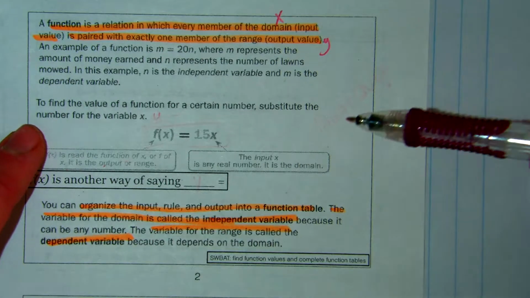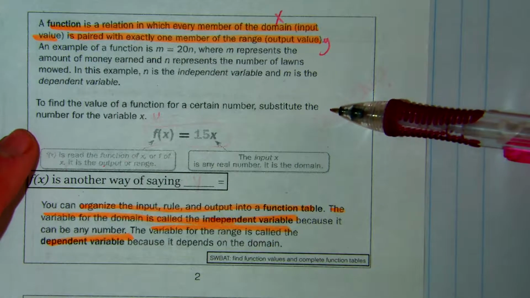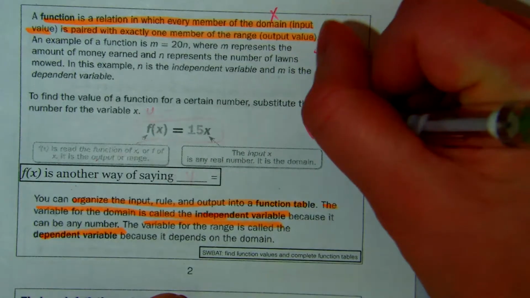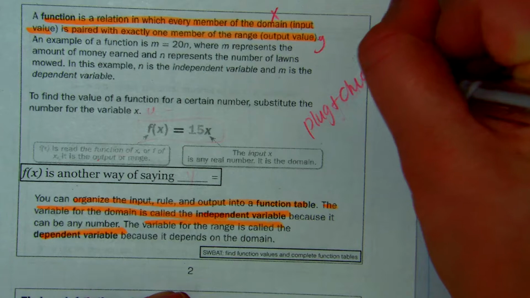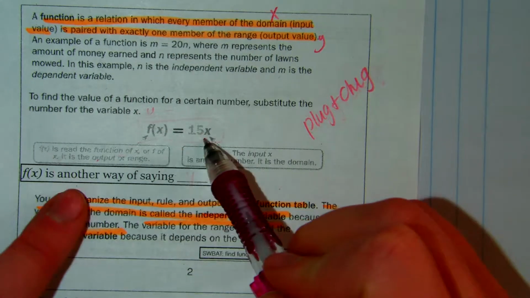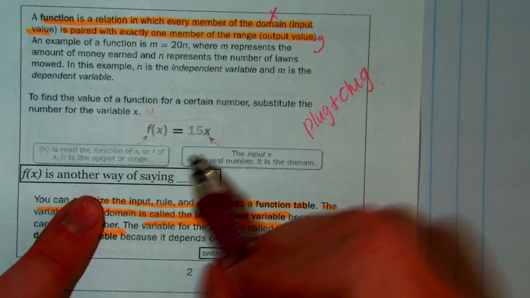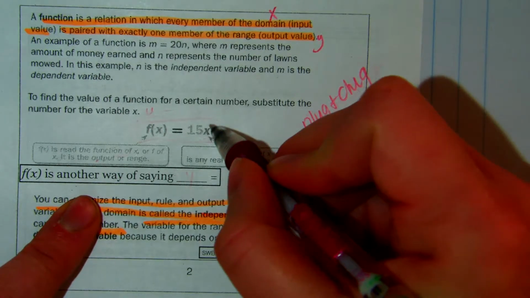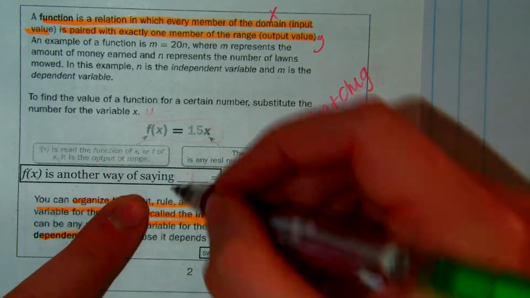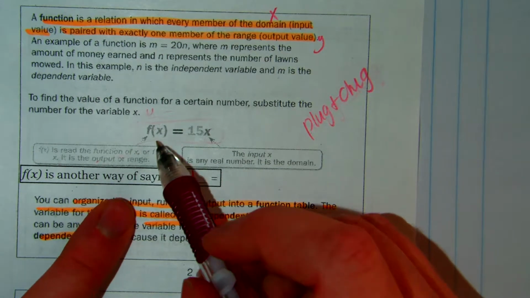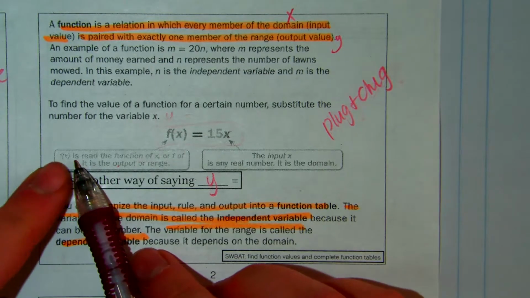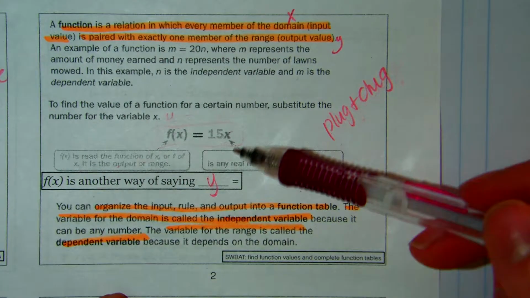To find the value of a function for a certain number, substitute the variable in for x. So basically what this means is we're going to plug and chug. It's just written differently. It looks like f parentheses x equals 15 times x. So this is your input, or your x value, and you're going to put this in. We're used to seeing this as a way of saying y equals. But instead of being y, they call it f of x. So we say f of x, and then we'll put a value in. You'll see here in a second.